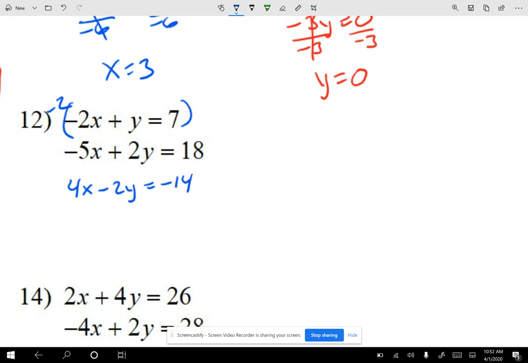Once again, I multiplied everything by negative 2. The second equation, I'm just going to copy it as it is: negative 5x plus 2y is equal to 18. And I know the y's cancel out. They have the same number, one of them is positive, one of them is negative. When I combine the x's, I get negative 1x. Negative 14 plus 18 gives me positive 4. Let me divide by negative 1. So x in this case is negative 1. I know half of my answer.